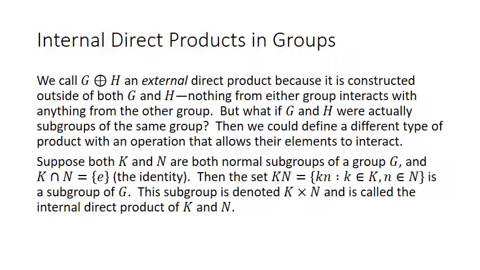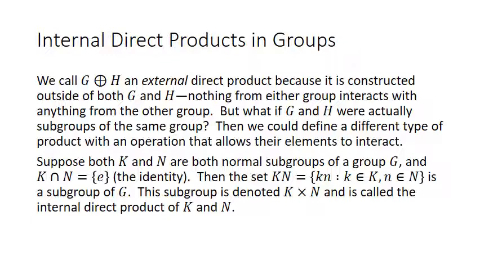Okay, so let's start into internal direct products in groups. So we call the external direct product of G and H an external direct product because it's constructed outside of both G and H in the sense that nothing from either group interacts with anything from the other group. They just stay in their own lane, they stay in their own little part of the tuple. But what if G and H were actually subgroups of the same group? Then we could define a different type of product with an operation that would allow their elements to interact. So that's exactly what an internal direct product is.